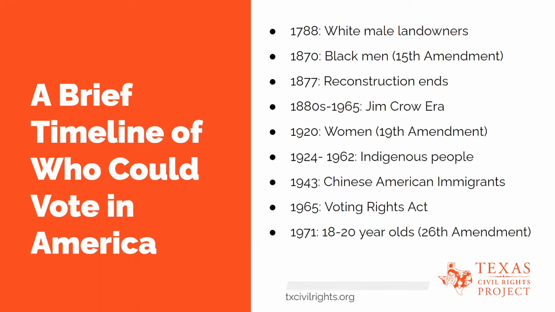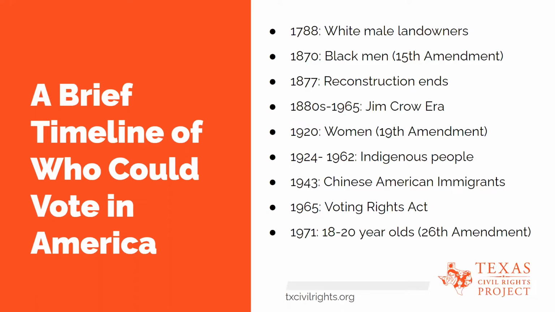Okay, so in 1788, the Constitution was ratified. And at that time, the only people who were allowed to vote in the United States were white male landowners. Now, one thing that's interesting is that landowning requirement gradually faded away for white males. And by 1828, it no longer applied to presidential elections. And by 1856, it had all but disappeared at all levels of government.